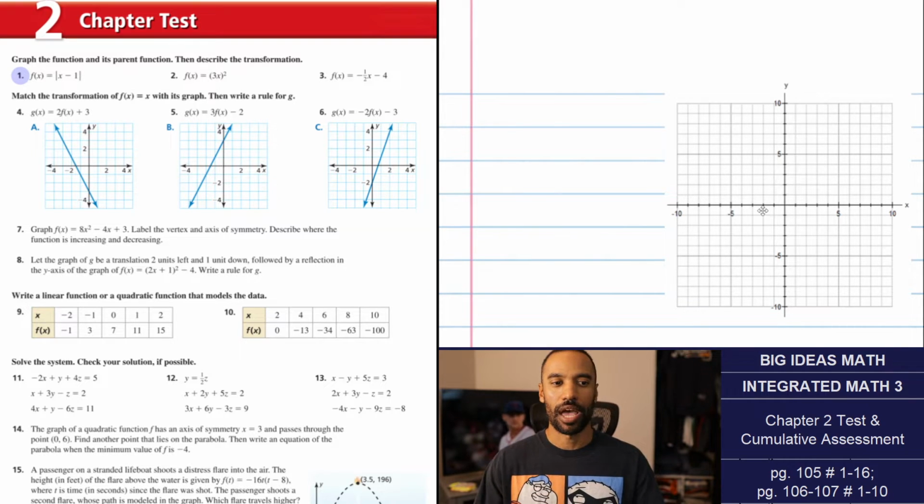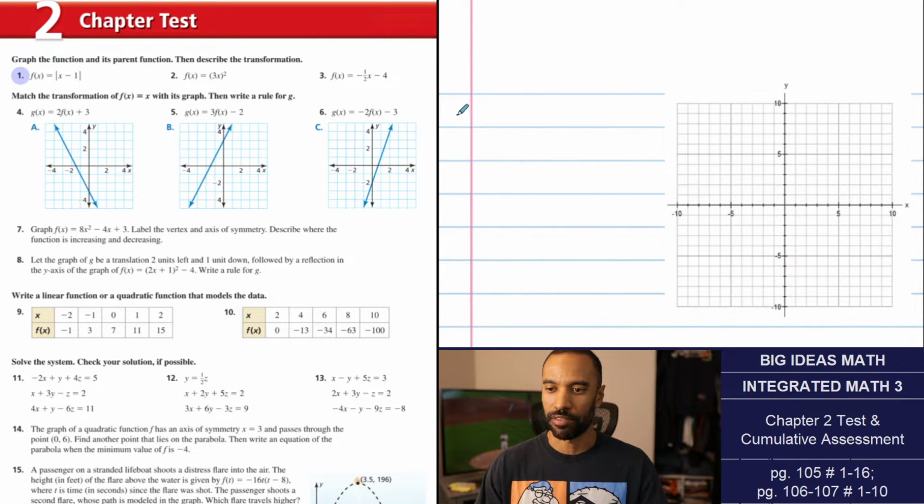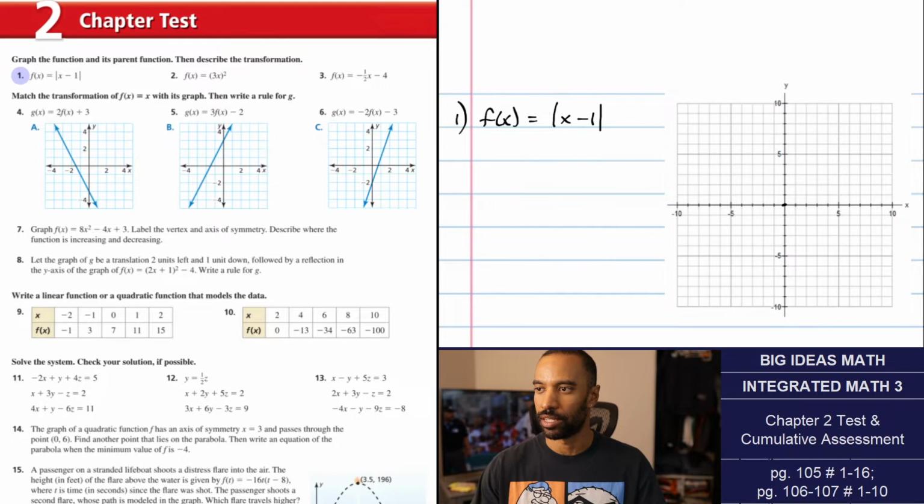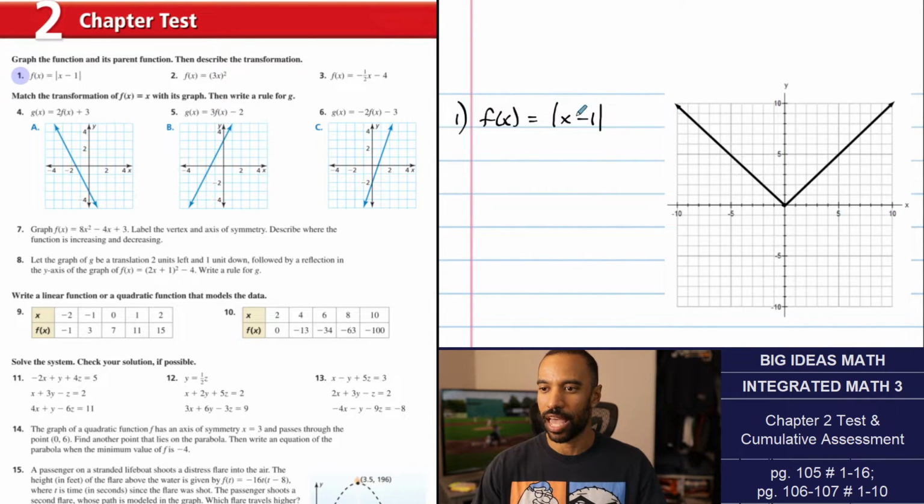This is number 1, f of x equals absolute value of x minus 1. Now, the parent function to this is just absolute value of x, which has a vertex at the origin. It has a rise and run of 1 in both directions, up and to the right, up and to the left. So, like so, like so. This is, again, the parent function. The transformed version of this, the x minus 1, we're going to go 1 to the right here. This vertex is at 1, 0.